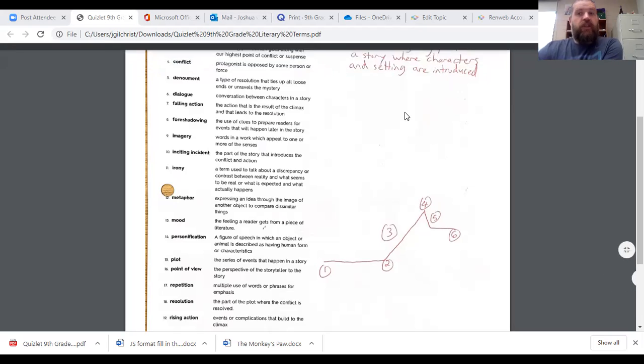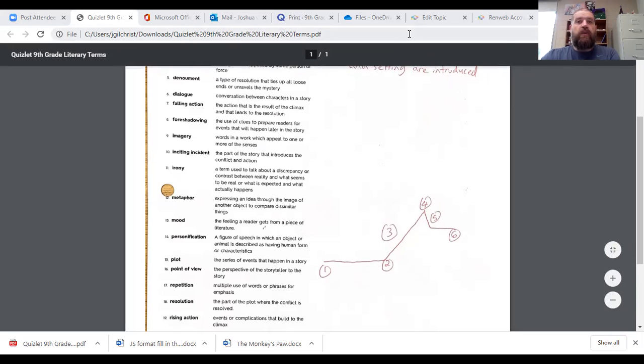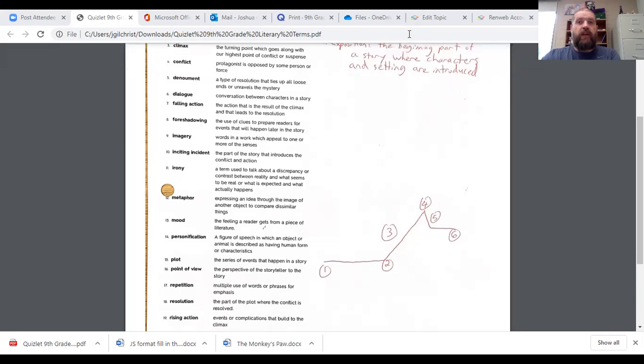We are going to be beginning the short story unit. We actually began that in class and started reading our first story, and I will get to that next for you guys.